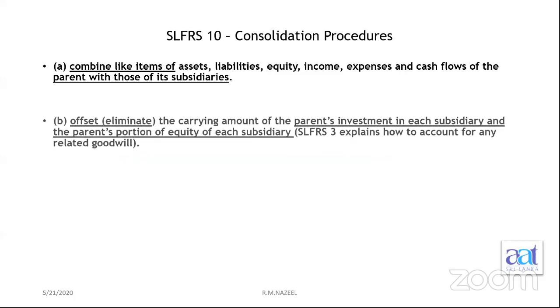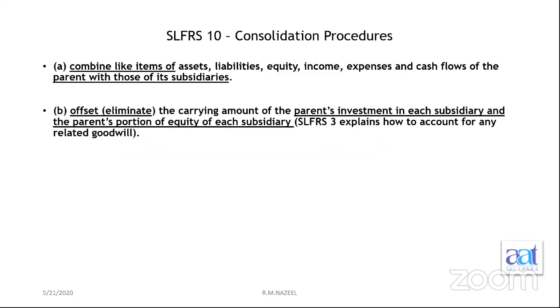After you know that, there is another small point which I explained from SLFRS 3. What do you need to do? You need to take the parent investment and compare it with the equity in the subsidiary company. So you can determine goodwill or gain on bargain purchase. These are the procedures which I have explained. We will understand how we are going to do it in accounting form.